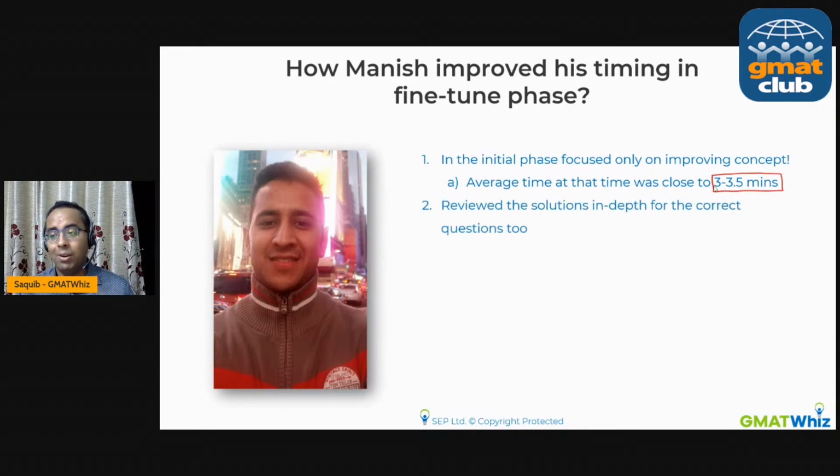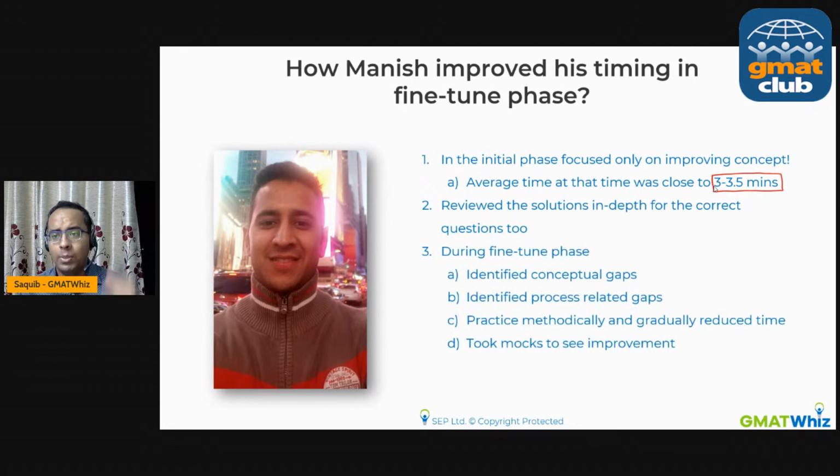But what he did was he took his time. He didn't come up with a deadline and say, "Hey, I need to take my GMAT in 1 month." He took his time and reviewed the solutions in depth for the correct questions also. It's not that I got a question correct, so let me just leave it. I've seen people do that also. That's also not advised.